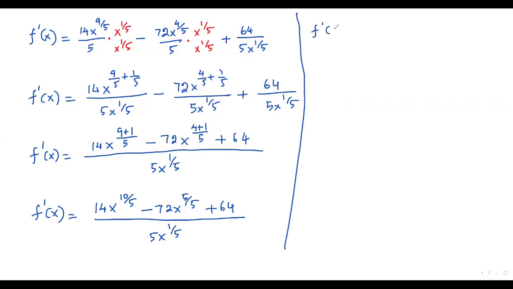f prime of x equals 14 times x to the power of, when I divide 10 by 5, it's 2, negative 72 times x to the power of 5 over 5, which is just 1.